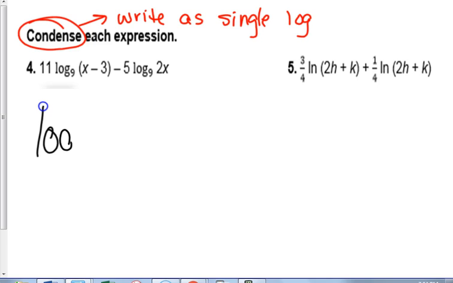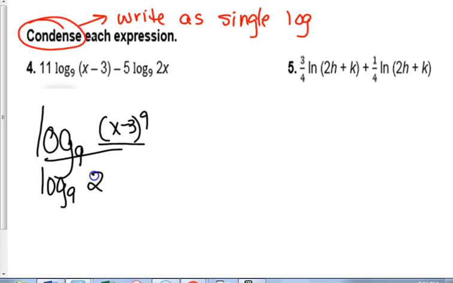Log base 9 of x minus 3 is 9 divided by log base 9... This is what I get all the time, guys. Be careful, Riley. You're very much on the right track. But when you change it to divide, you get rid of one of the logs, okay? You're combining them.